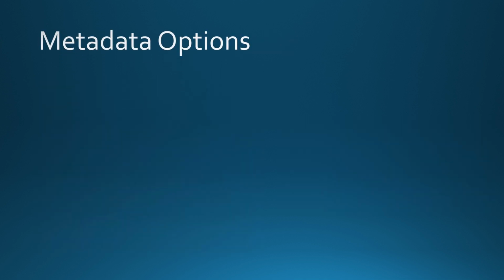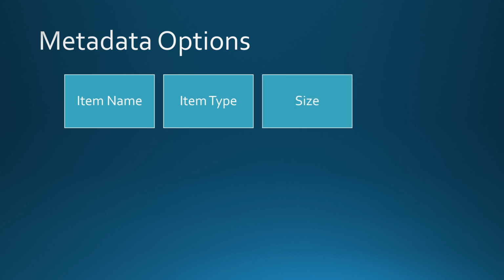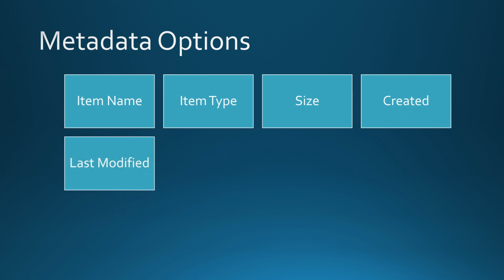Now let's take a look at the different metadata options that we have available for this activity, meaning what kind of metadata we can retrieve with this activity. First, we have the item name that will retrieve the item name, and then we have the item type that will return whether the item is a file or folder. Then we have the size that will return the size of the item. Then we have created that will return the created timestamp of the file or folder. And then we have last modified, and this will also return a timestamp telling when the file or folder was last modified.